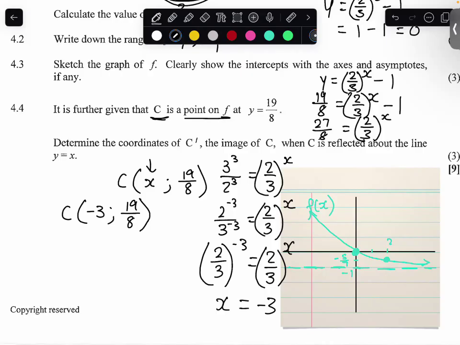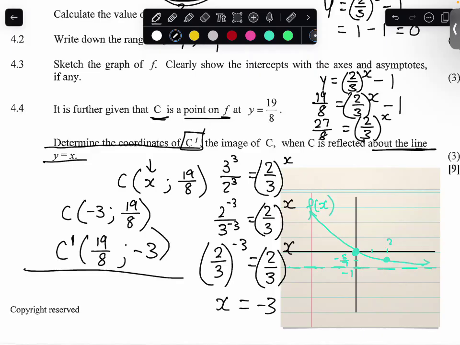The question said, determine the coordinates of the image of C when C is reflected about the line y is equal to x. And when you reflect about the line y is equal to x, x's become y's and y's become x's. So for the image of C, x's are becoming y's and y's are becoming x's. And that's the answer for that one. All right.